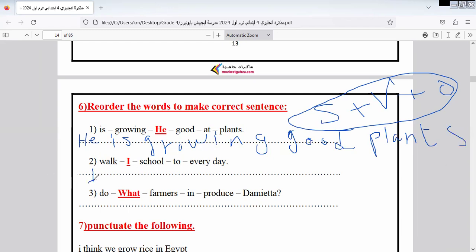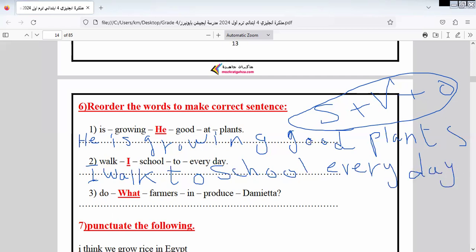As the answer here, it will be what? I walk to school every day. It's a sport because I breathe clean air. I move my bones and I move my body because it's healthy to walk to school. I walk to school every day. And I put a full stop at the end of the sentence. Let's go to another one here.